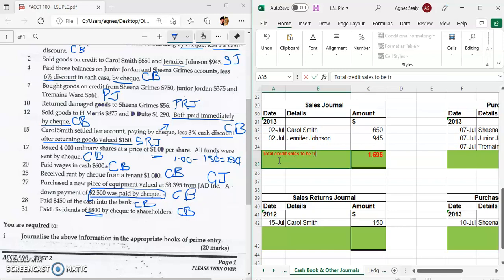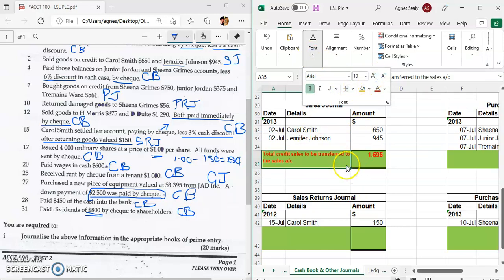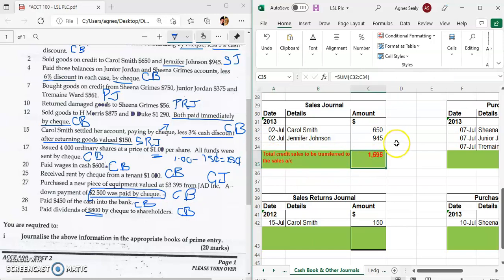to be transferred to the sales account. So this is our total credit sales that will be transferred to the sales account for the month of July, and the sales account will be found in the general ledger. So that's where we are going to transfer this total. The individual amounts will go to the individual accounts for each person in the sales ledger, but the total will go to the sales account in the general ledger.